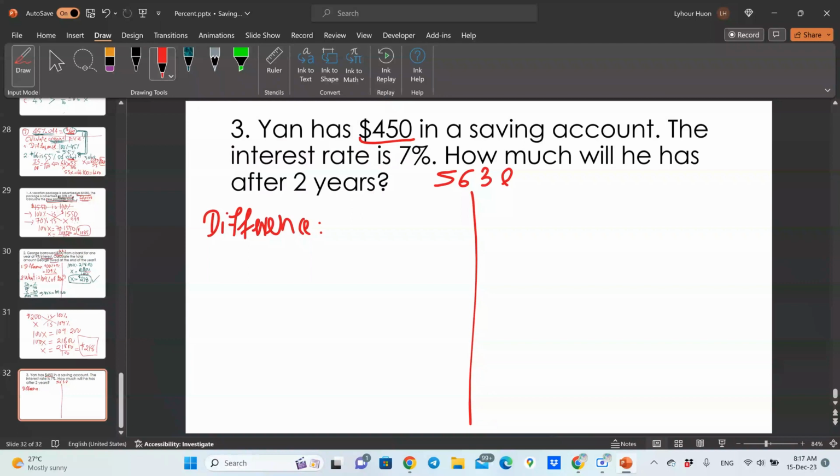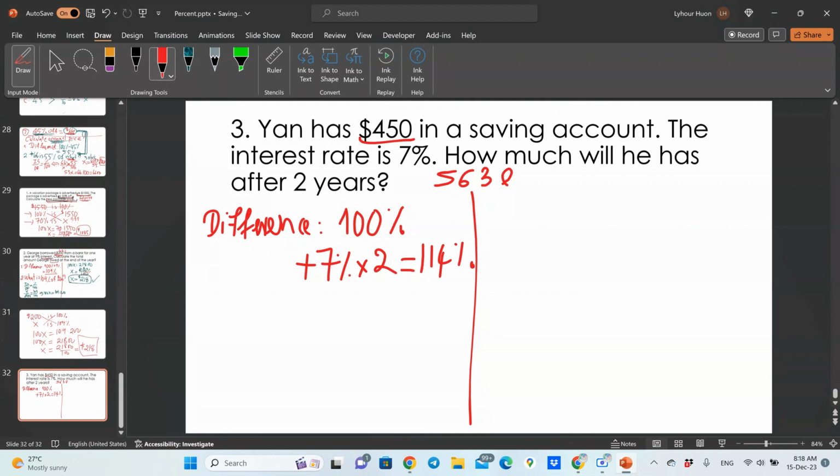114. 100, yeah, 114. 100% plus 7% times 2, correct? Because it's 2 years. So 7% times 2, which is 100 plus 7 times 2, is 100 plus 14. Correct. Okay, so the first step is correct.